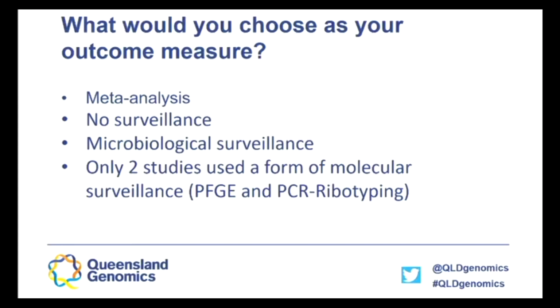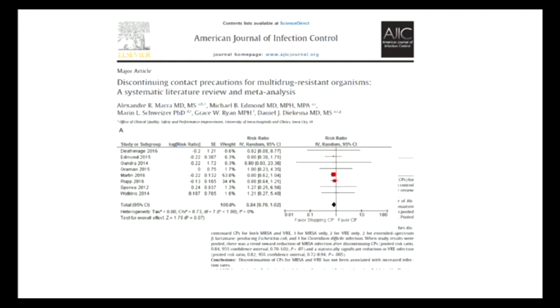There are always caveats to this. In this study, there were 7 good quality trials, but only 2 of them used any sort of typing to look at whether transmission was occurring or not. And in fact, both of those used pulsed-field gel electrophoresis, which is an old-fashioned typing mechanism, which was pretty good in its day, but just really wouldn't have the resolution to pick up if transmission was going on.